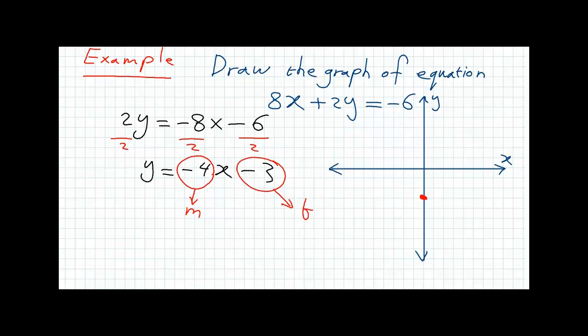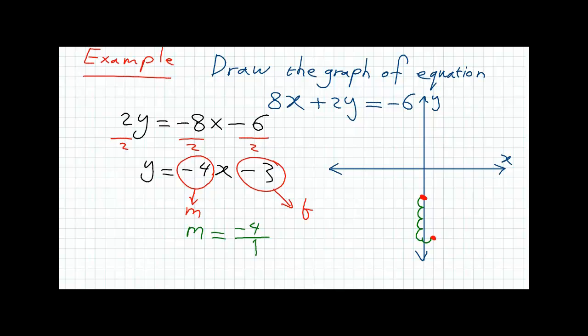And then use the slope. The slope m is equal to negative 4. Always try to write it as a fraction. So it will be written as negative 4 over 1. From the point negative 3, which is the y-intercept, looking at the numerator of the slope, which is negative 4, this says go down 4 units. 1, 2, 3, 4. And the denominator 1 always says go to the right 1 unit only. So the second point, we plot it over here.